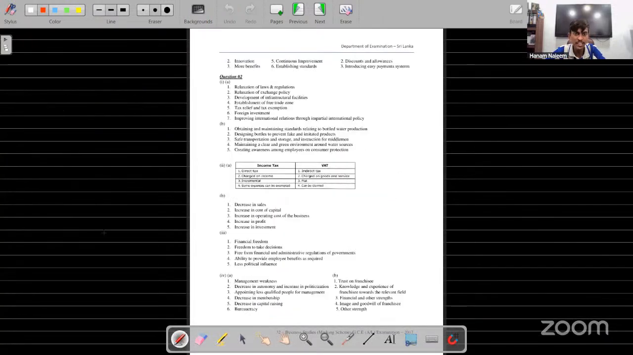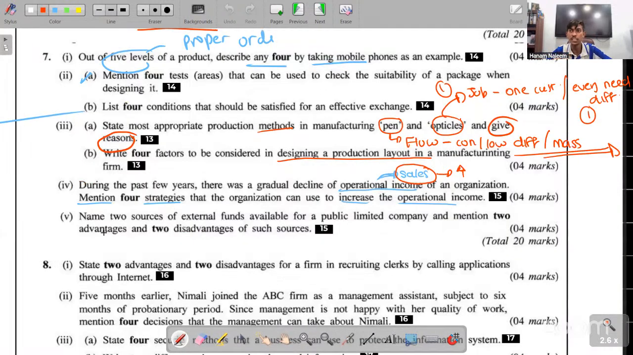Yeah, Fatima, that is also correct. You can lower the selling price. When you lower the selling price, the demand for your product can increase. So that is also good.